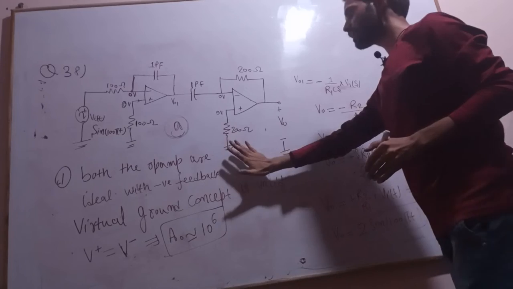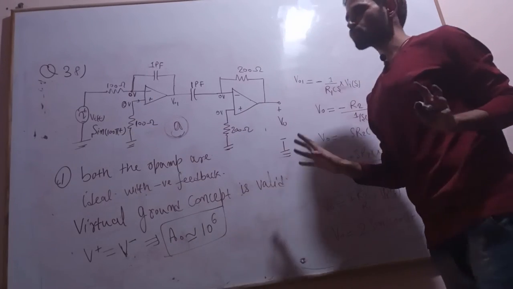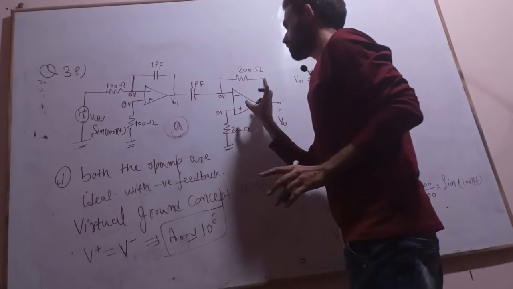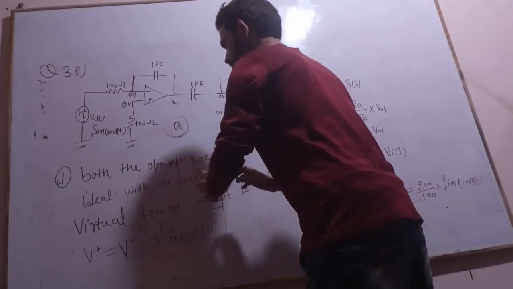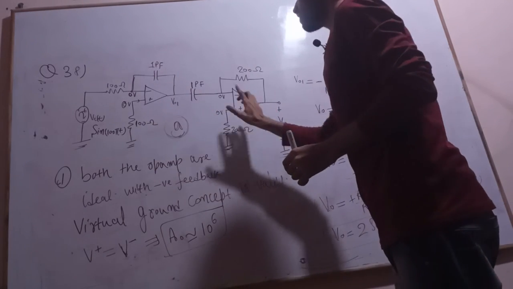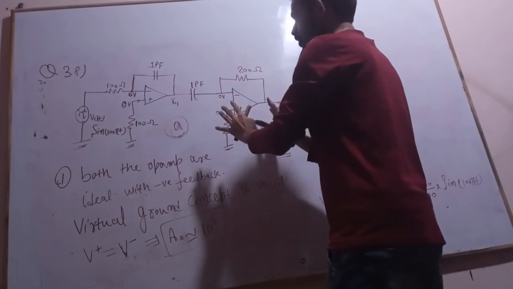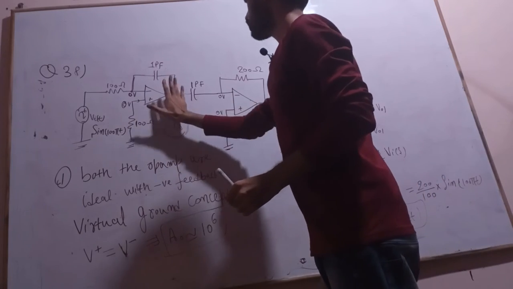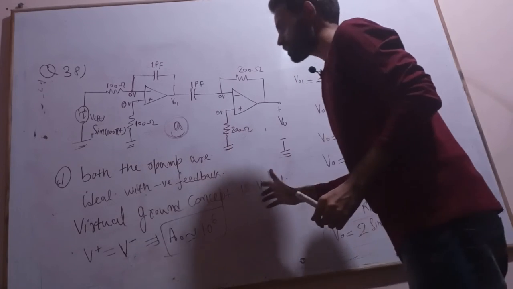The important point is the condition that we have applied here, that is the virtual ground concept. Because we have identified first of all that both the op amps are ideal. The first condition is both the op amps are ideal, and the second condition is that both are in negative feedback. When both of these conditions are there, then we can blindly say that for this op amp, the virtual ground concept is valid.